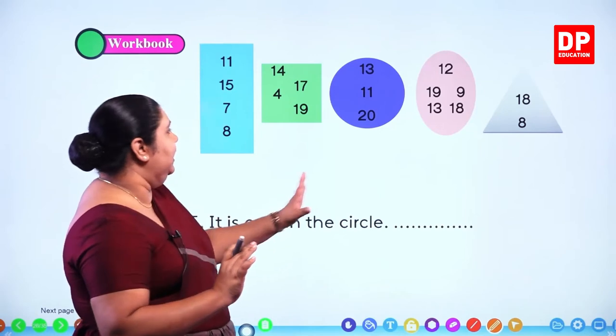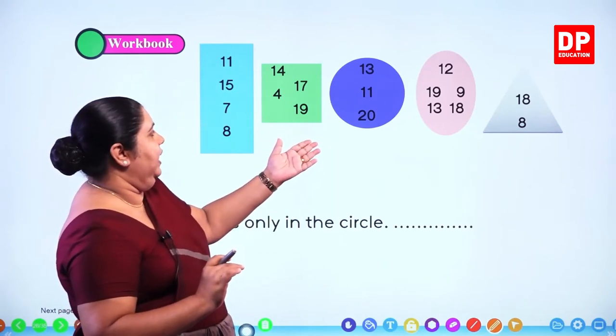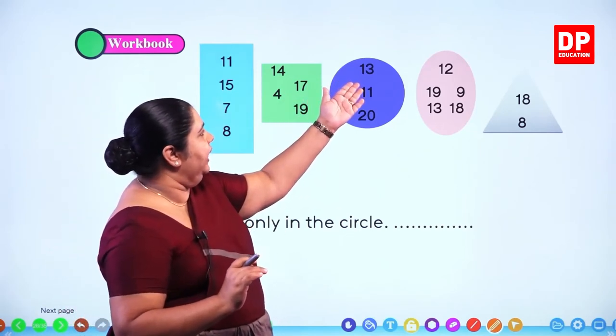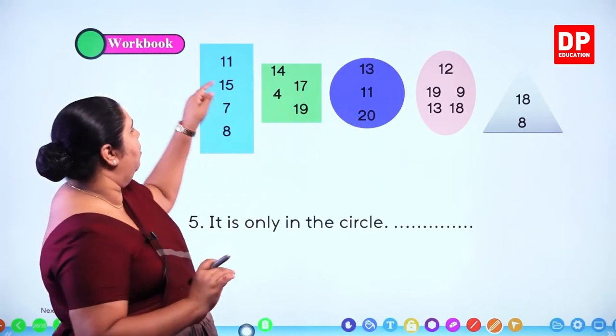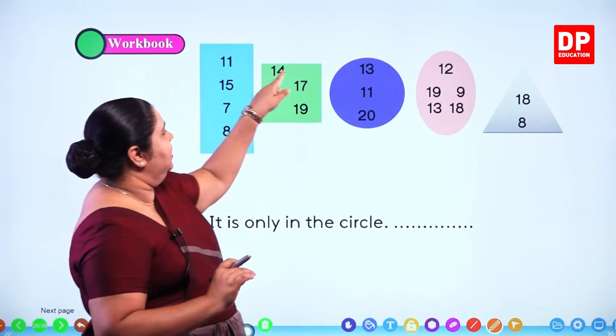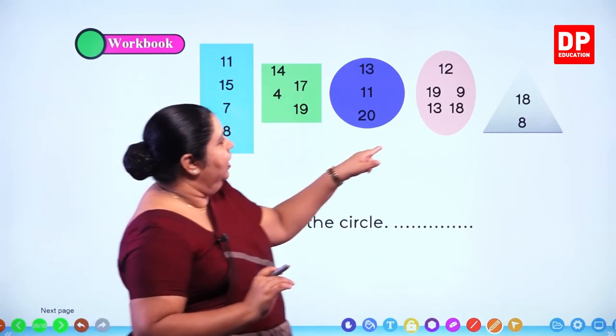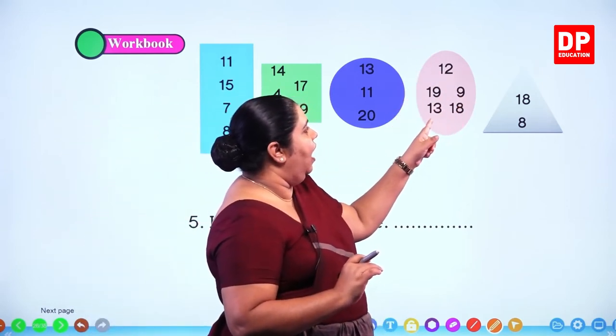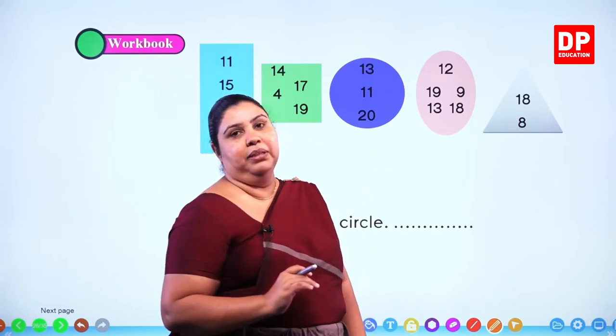It is only in the circle. So let's see whether we have number 13 in the other shapes. Do we have 13 in the rectangle? No. In the square? No. In the oval? In the oval we have number 13.